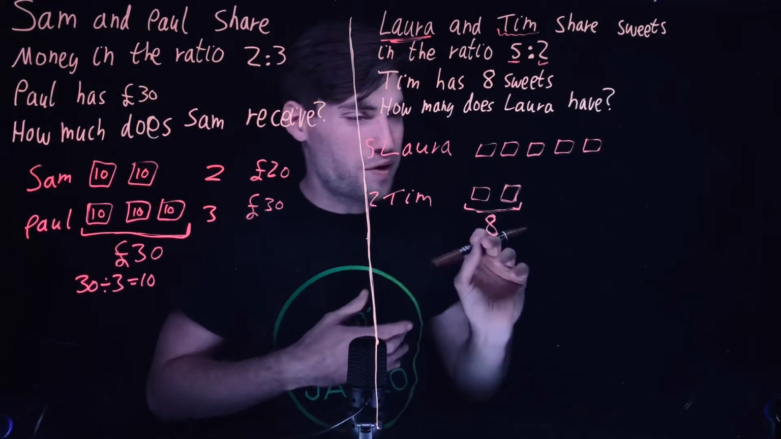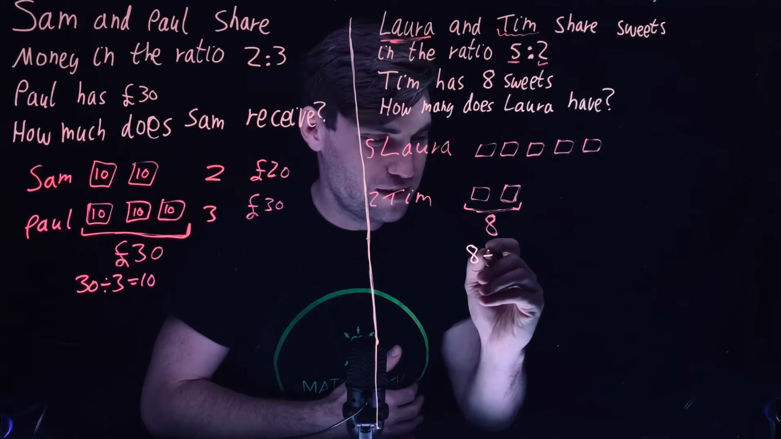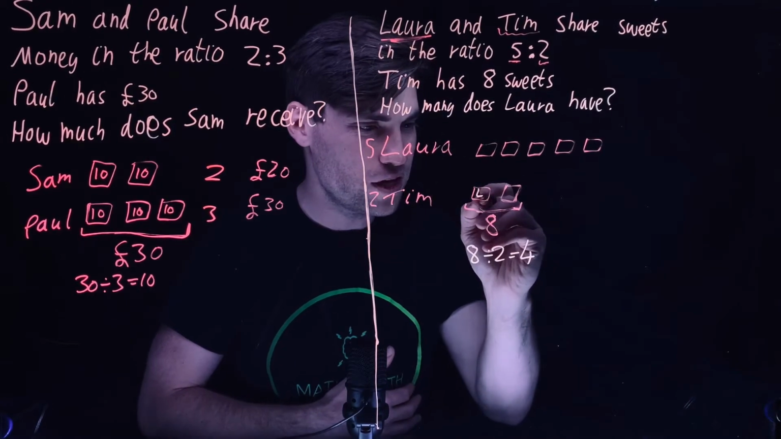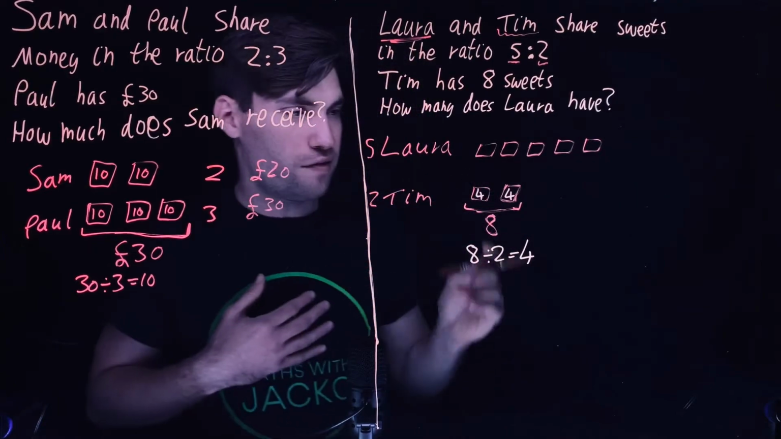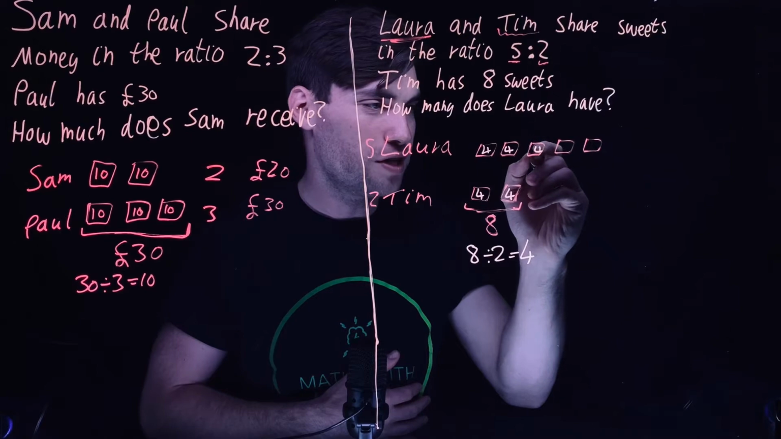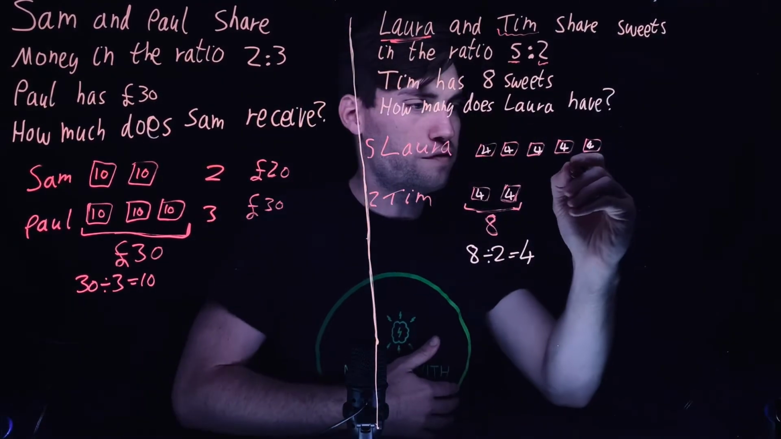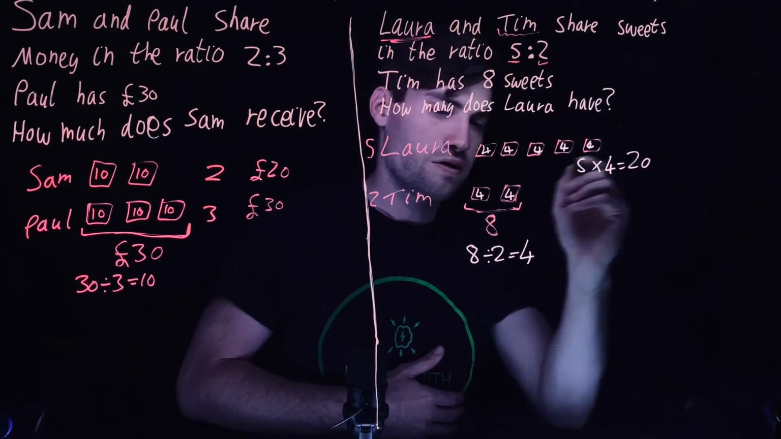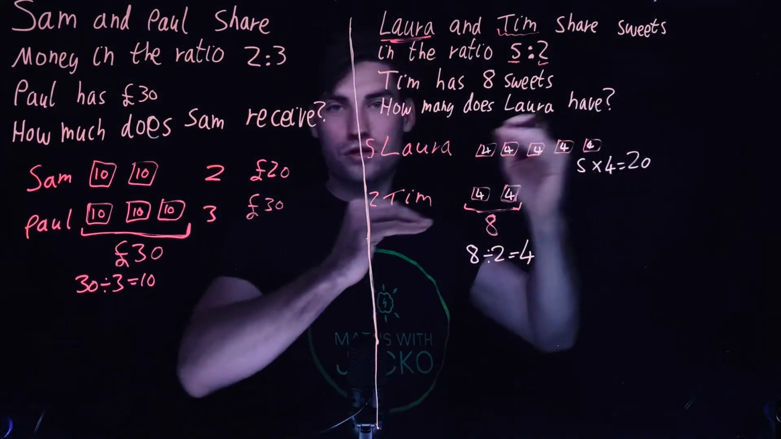Right. So Tim's 2 boxes are worth 8. So then, if 2 is worth 8, we just do 8 divided by 2, and the pen's much better, equals 4. So Tim's 2 boxes are worth 4 in each one, which is 8 altogether. So if one box is worth 4, then we know Laura has 5 of those boxes. So then 5 lots of 4 equals 20. So Tim has 8 sweets, but Laura gets 20 sweets. So altogether, we've got 28.